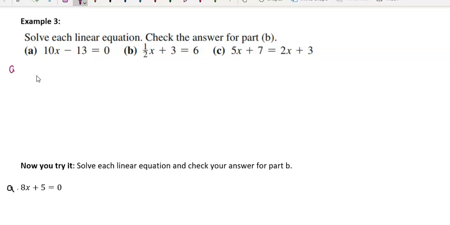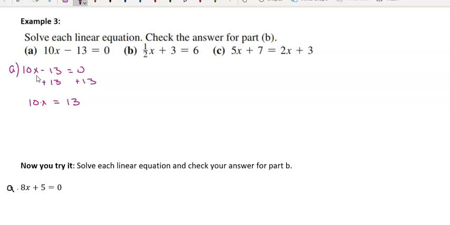All right, so we're going to start with A. We've got 10x minus 13 equals 0. We have no parentheses to deal with, so we're going to go ahead and do the addition property. So we're going to say plus 13, and we get 10x equals positive 13. All right, so now on the last quiz and test, I saw tons of people at this point say minus 10. You cannot get rid of the 10 by subtracting. It is multiplied times the x.